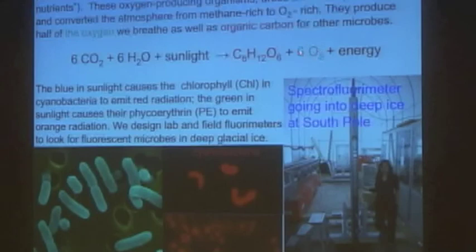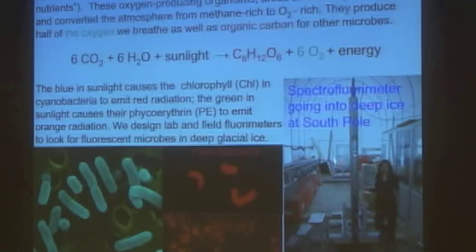And here's the oxygen in the equation. About half of the air that you and I breathe comes from the production of oxygen from these two species in the ocean. The oceans are full of them, fortunately. And then the product is energy.